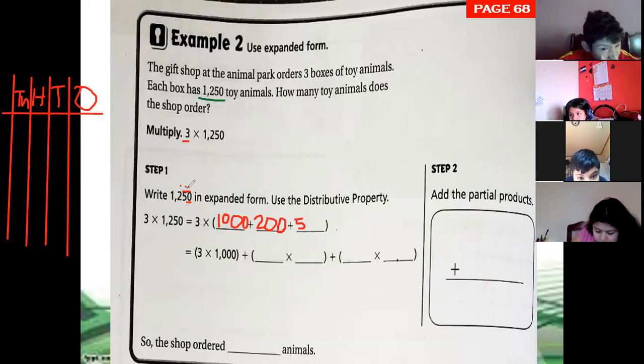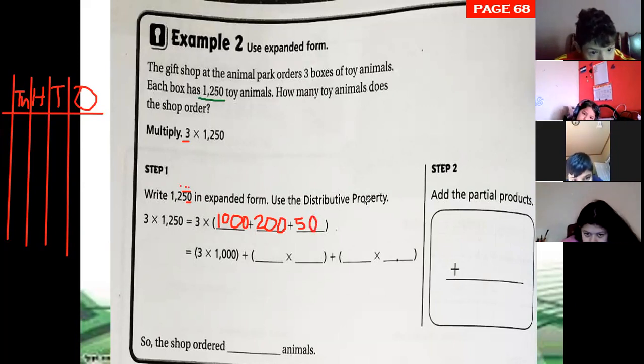And the last one, the number 5, is in the 10 position. So it's a 50. We need 1 0 only. You have to be very careful with that. Now, multiply the first one.